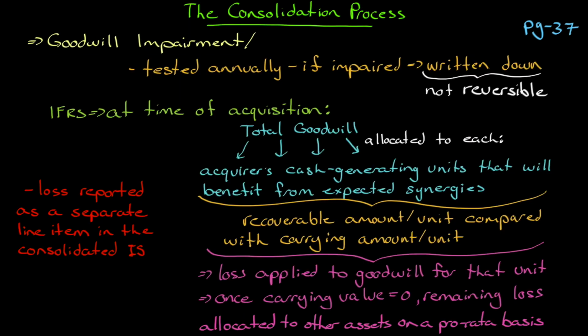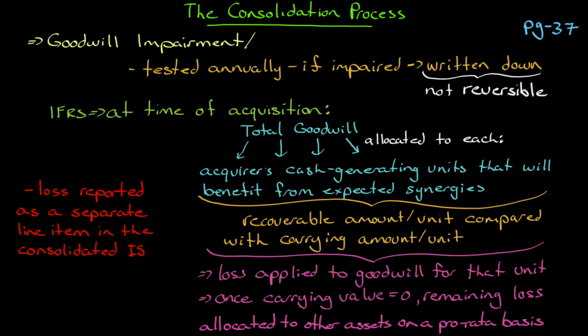All right, let's look at goodwill impairment and how this would show up on the statements. And surprise, surprise, IFRS and GAAP are different here as well. Goodwill is tested annually. If it's impaired, it's written down, and that write-down is non-reversible, so it can only go in one direction. Once you get to zero, that's it.